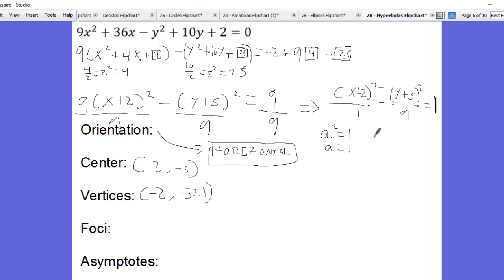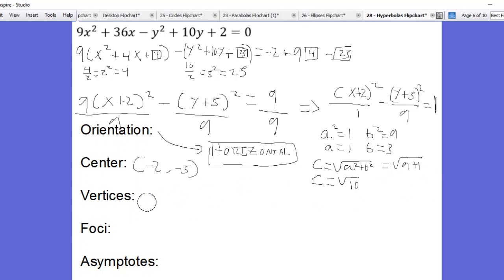Our foci, we need to find b. B squared equals 9, so b is equal to 3. C is equal to the square root of a squared plus b squared, so that's going to be the square root of 1 plus 9. So c is equal to the square root of 10. And oh, this is a horizontal orientation, so we have a mistake.